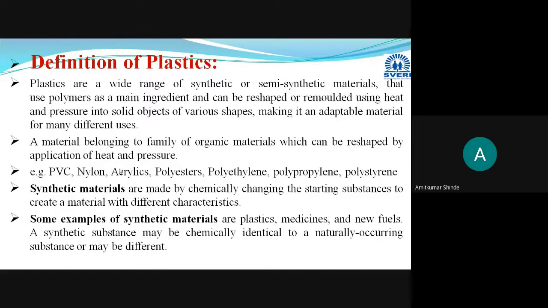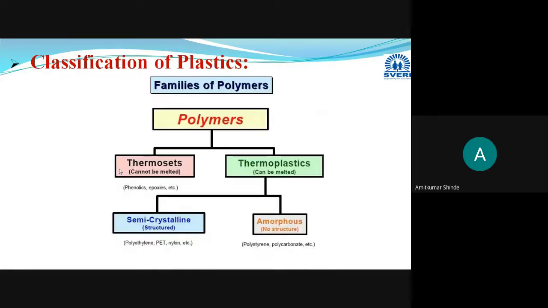After completing this, we will move towards the classification of the plastics. You have to draw this chart. Polymers are nothing but the plastic materials. You can see that these will be classified in two basic types. Please try to understand this chart. These plastic materials will be classified in two types, that is thermoplastics and thermosets. These thermosets are also known as thermosetting plastics.